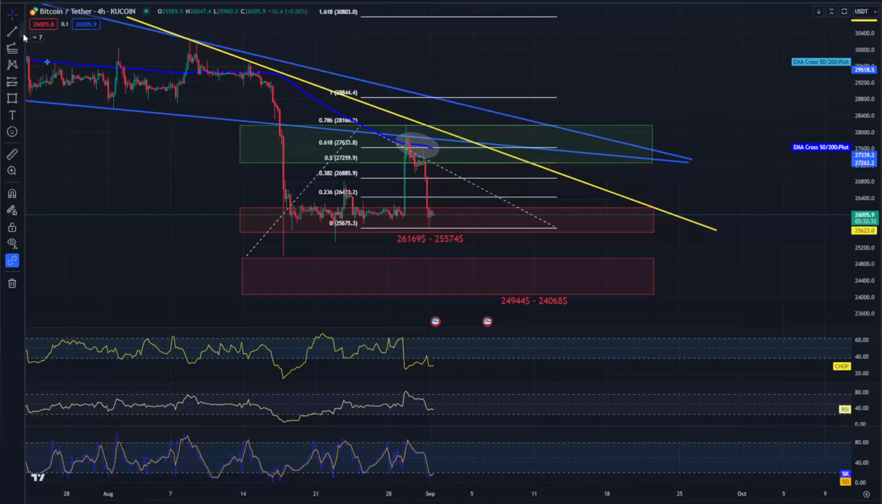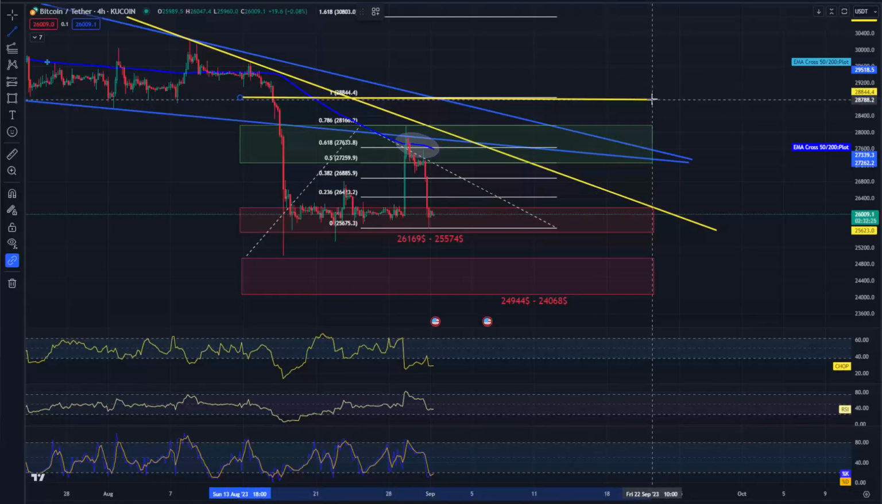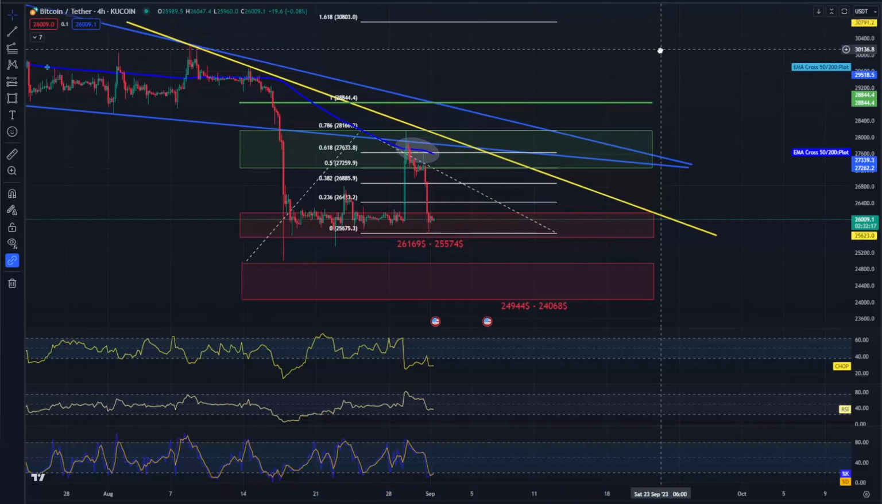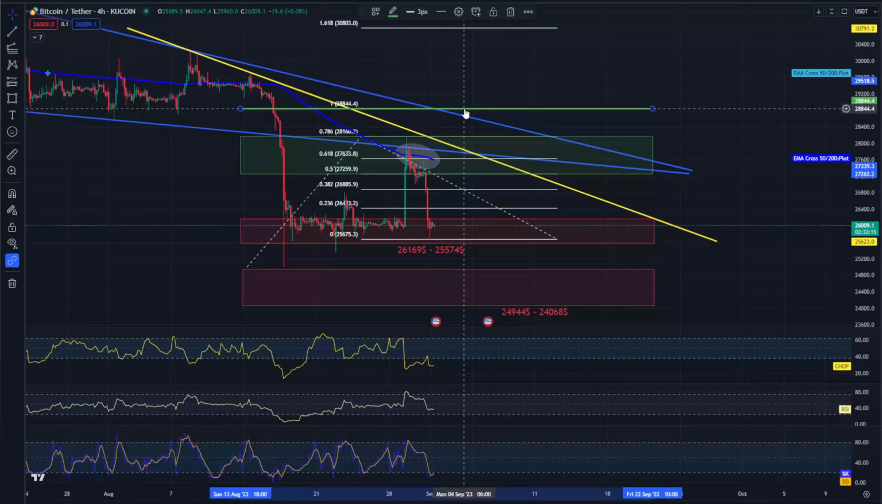Only when we exit this zone upwards and then positively test it will we be able to see an increase towards the resistance at $28,844. Then an upward move to strong resistance at $30,799.